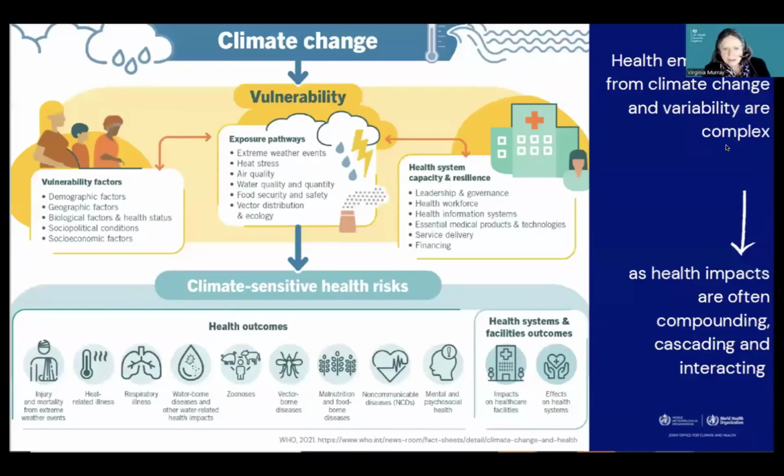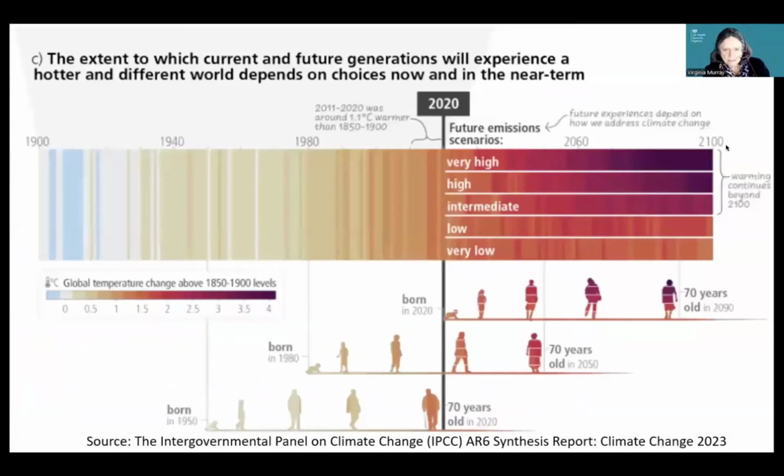And of course, in WHO terms, there's been a huge amount of work going on climate change. I'm sure you're aware of the vulnerability factors, the exposure pathways, and the health system resilience, along with the health outcomes that we need to think about. But what we do know is health emergencies from climate change and variability are complex, as health impacts are often compounding, cascading, and interacting, as I've shown you from our hazard information profiles.